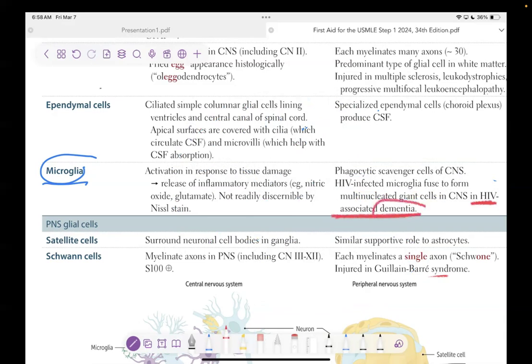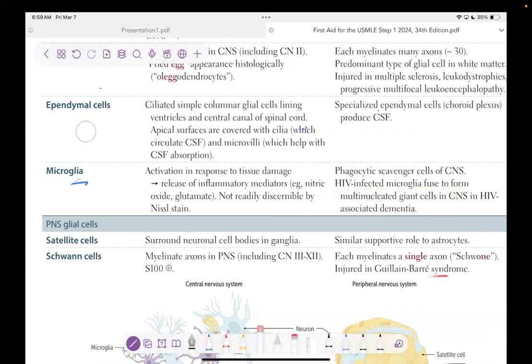HIV-associated dementia means that the patient with HIV also has forgetfulness. And whenever we don't know which disease this forgetfulness is due to, we do a brain biopsy. In brain biopsy, whenever we see a multinucleated giant cell, we know that it can be due to HIV, cytomegalovirus, or herpes virus, but HIV has its own characteristics. So HIV-associated dementia, this is the characteristic, and this is very high yield. Just try to remember this for the exam purpose.